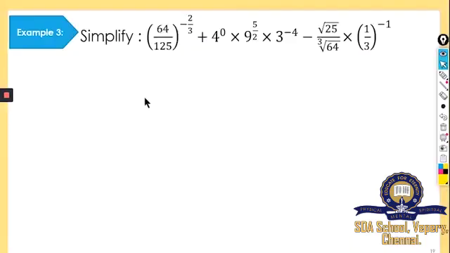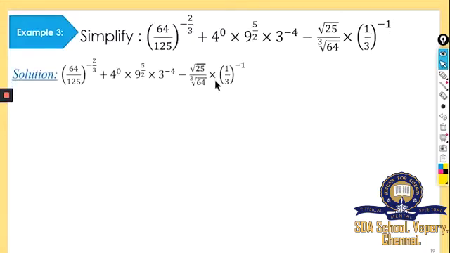So the next sum is simplify 64 by 125 to the power minus 2 by 3, plus 4 to the power 0 into 9 to the power 5 by 2 into 3 to the power minus 4, minus square root of 25 divided by cube root of 64 into 1 by 3 to the power minus 1. So write the given question as such.